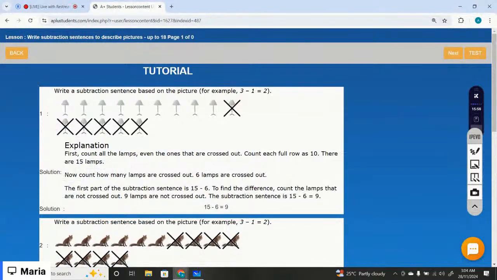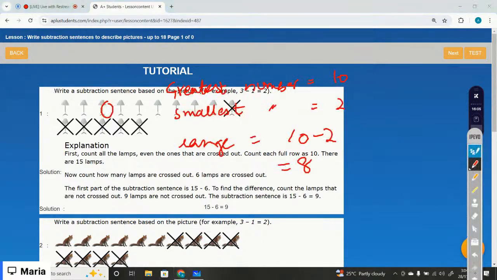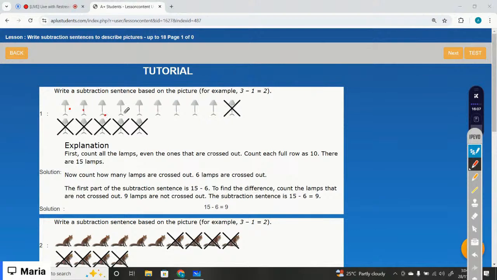Write a subtraction sentence based on the picture. So you need to count all the lamps. They are 1, 2, 3, 4, 5, 6, 7, 8, 9, 10, 11, 12, 13, 14, 15, right? And then you have to count the ones that are crossed out. 1, 2, 3, 4, 5, 6 of them are crossed out, so that is 15 take away 6. And then you have to count the ones that are not crossed. So that is 15 take away 6 is 9. The correct option is 15 take away 6 is 9.